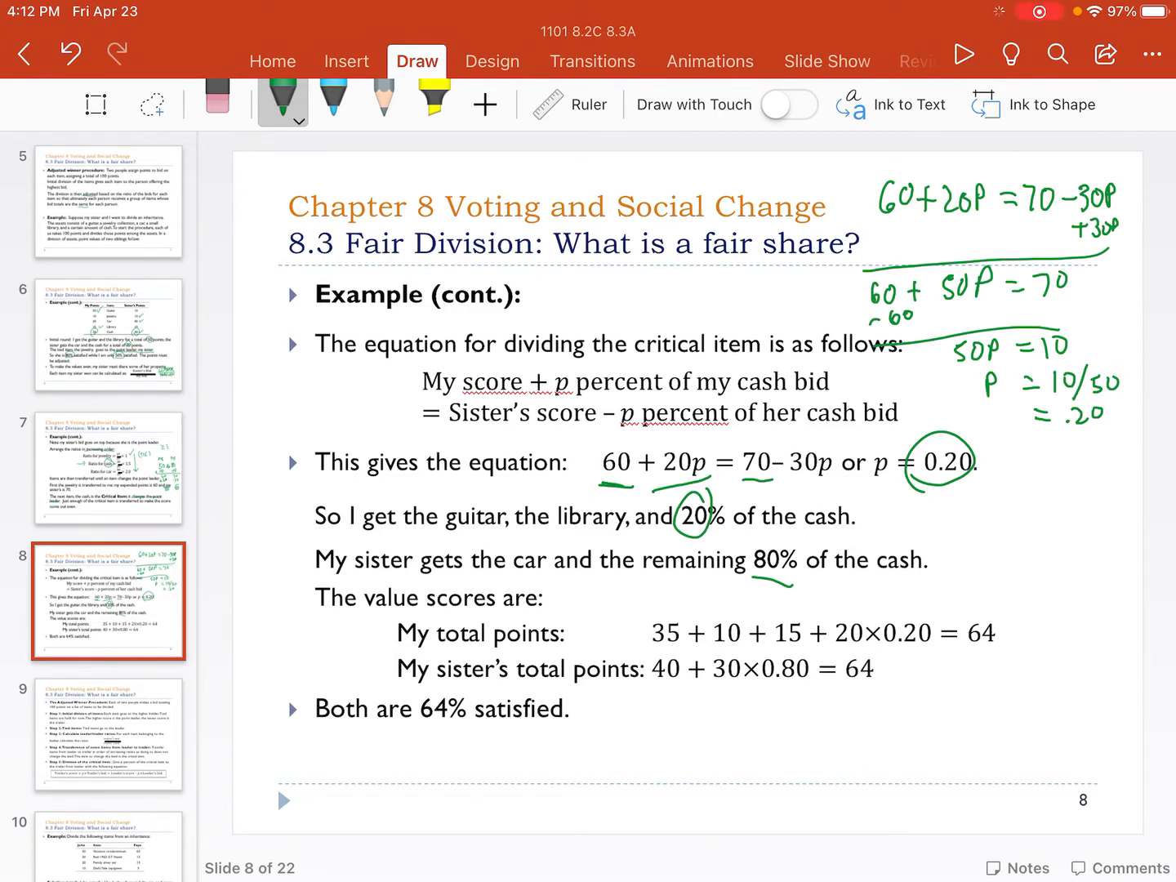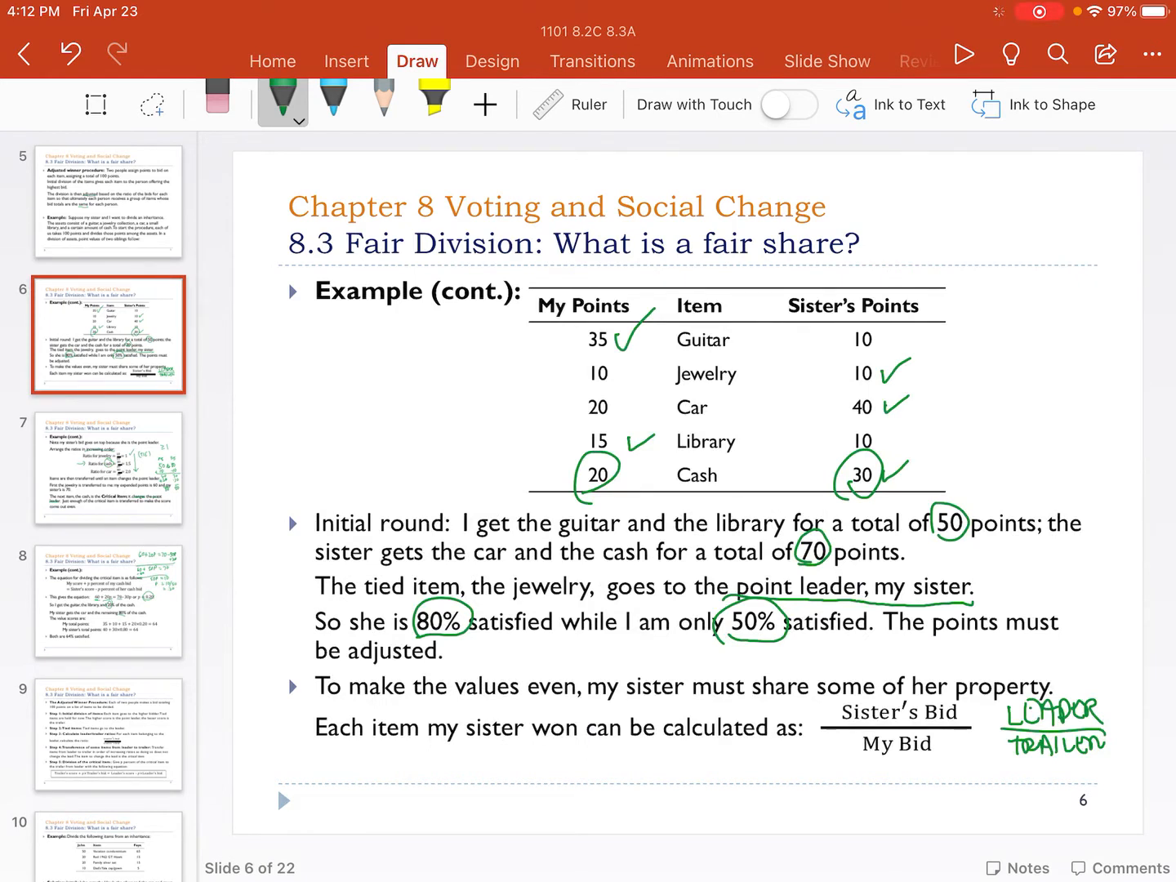Cash is easily divisible. Make change for a $10,000 bill or whatever it might be. I don't think they exist. Okay, so we can check it. Let's see how I did. First of all, I got 35 points plus 10 points plus 15 points. I got 3 items plus part of a fourth. So looking back at the screen, I got the jewelry too.